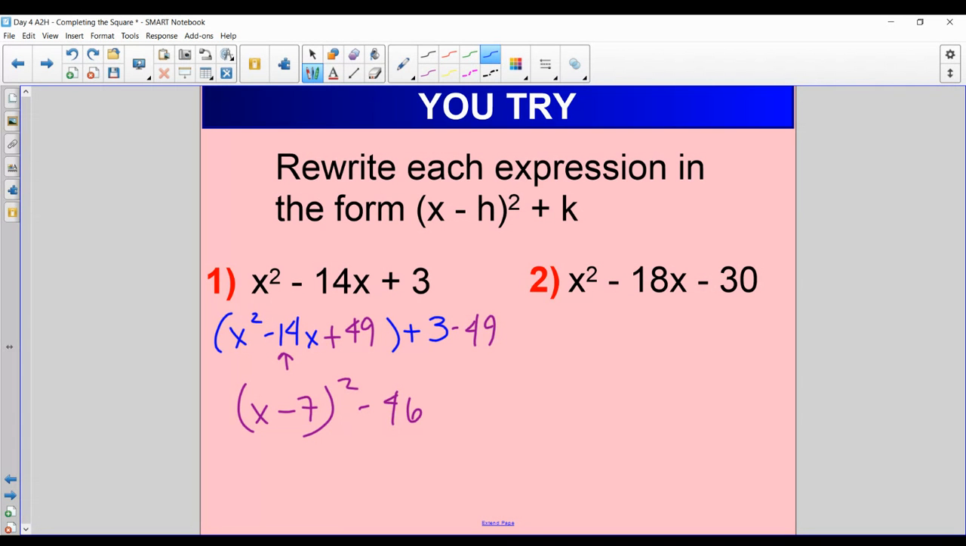Over here, keeping the x parts inside the parentheses, putting the -30 on the outside. Whoops, the x parts. Taking half of the -18, so -9, squaring it, I'm going to get 81. If I put 81 in, I've got to take 81 back out. So I have x minus 9 squared minus 111.